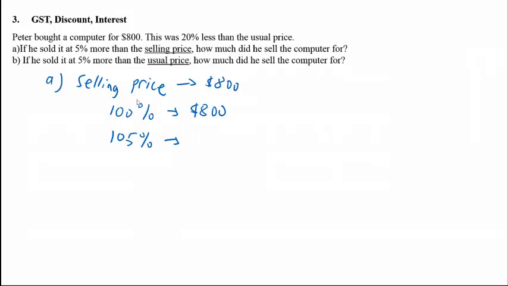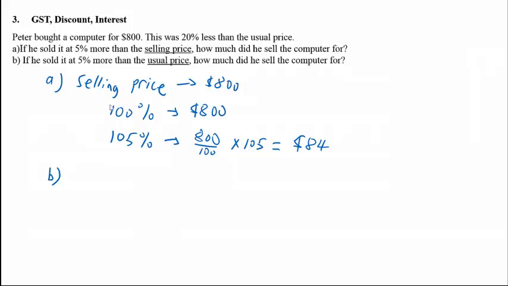In other words, when 100% stands for $800, what does 105% stand for? To do that, we simply take 800 divided by 100 times 105. And so the answer will be $840. This will be the answer for part A.